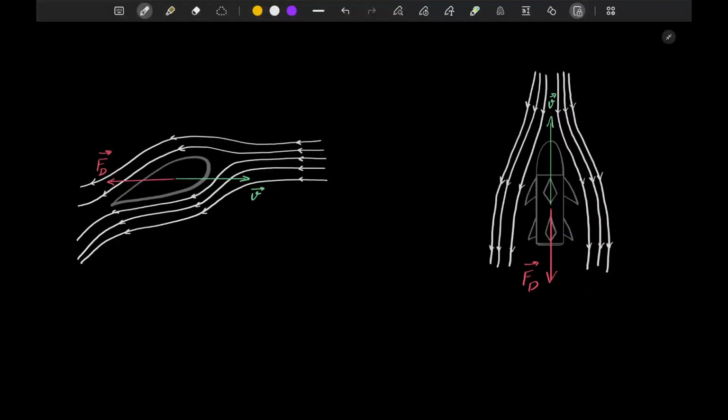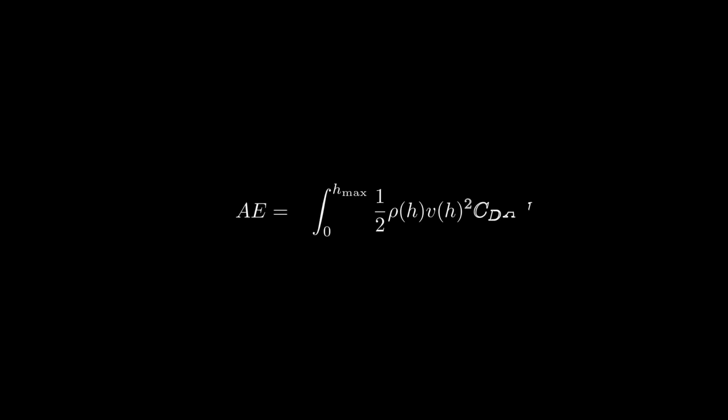Let's calculate how much energy we need to overcome the atmospheric drag. Let's call it aerodynamic energy, which we will define as the amount of work needed to overcome the drag force from the surface of the Earth to LEO, which is approximately 200 kilometers. So the aerodynamic energy equals the integral from 0 to h max of the drag force. We will assume that the air density will drop exponentially going upward.